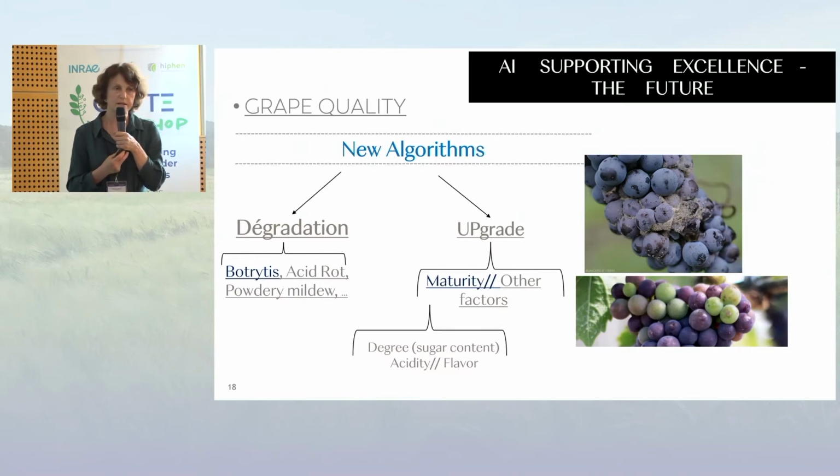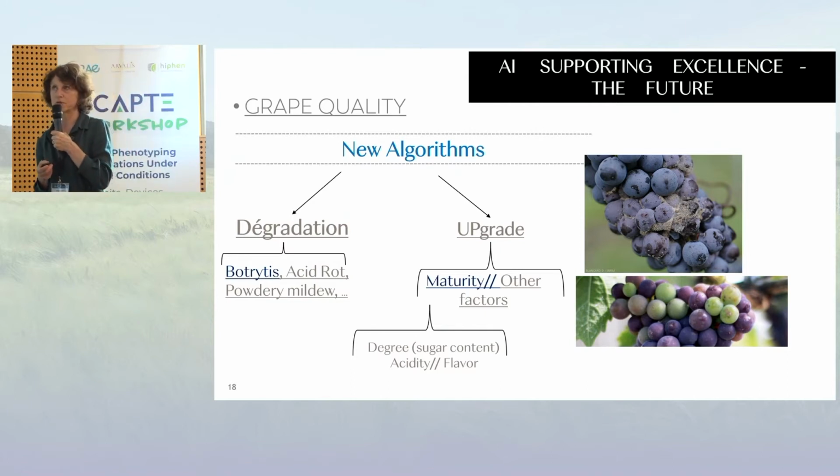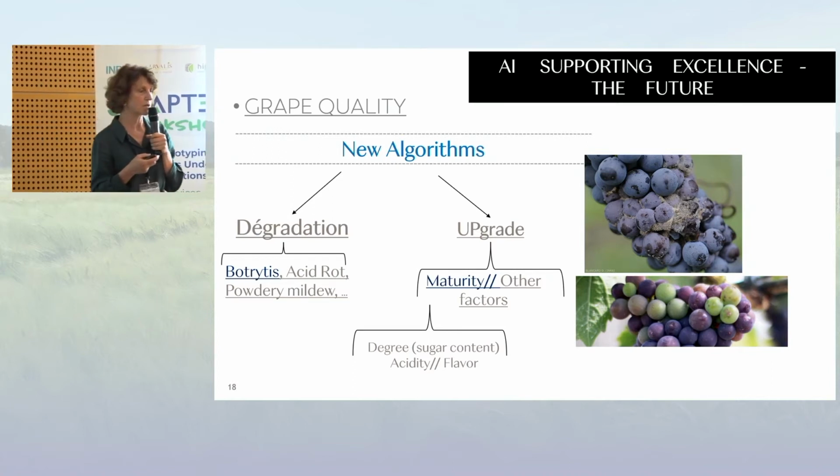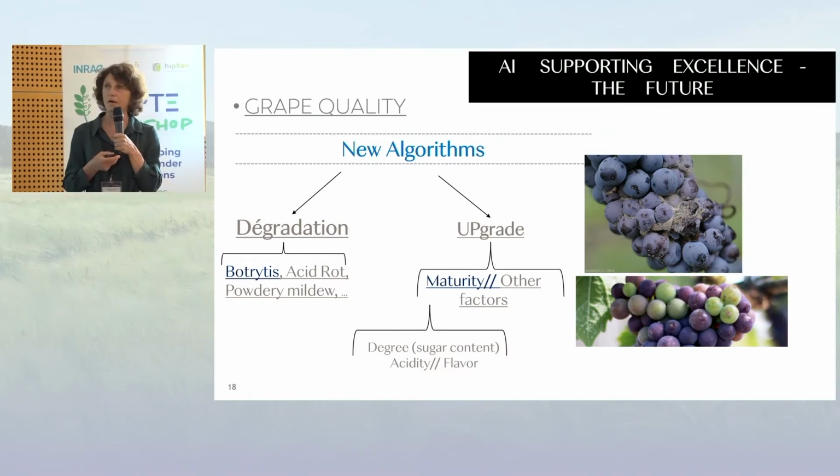So what is the next step? We can now imagine a different way of using this kind of features and this kind of technologies in our way of managing the quality of the grapes. Of course, we think about new algorithms, not only for degradation. First was botrytis, the case of botrytis, which comes very suddenly during harvest. So we really need a way to evaluate this disease. But there are other diseases that maybe tomorrow we can manage like this.